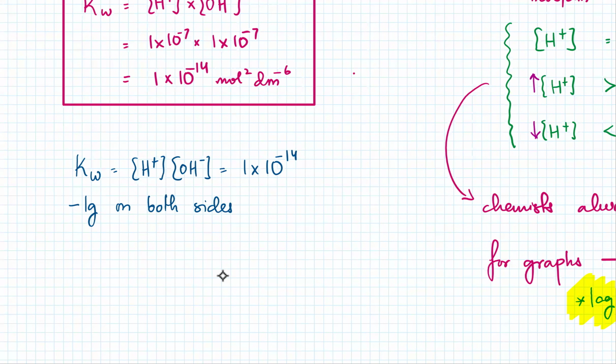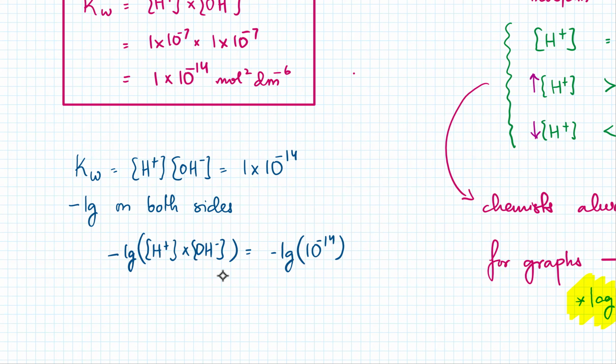What are we going to get? It's going to be minus log of H plus 1 concentration multiplied by OH minus 1 concentration. And the other one is minus log of 10 to the power minus 14, right? This is what we're going to get.